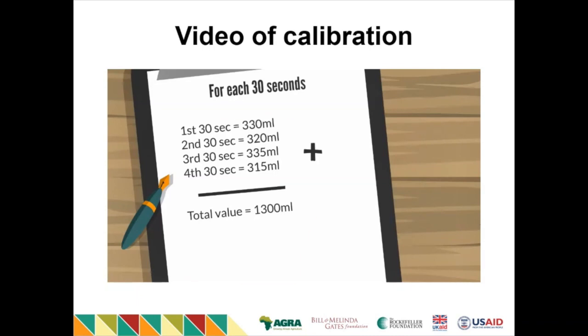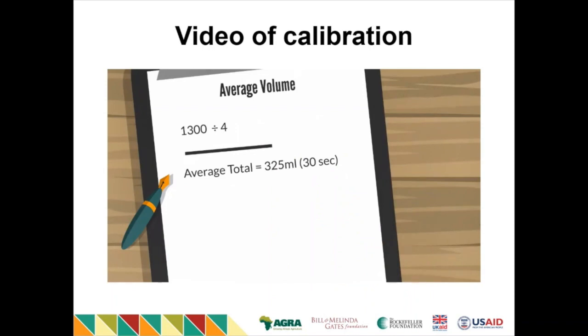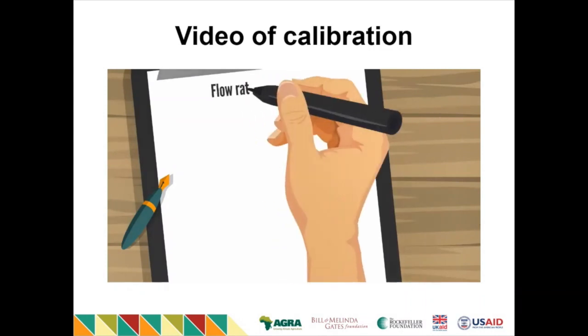Next, we have to work out the average volume. How we do this is we divide the total by the number of times we measured. So 1,300 divided by 4 gives us an average of 325 milliliters. Now that we have the average, we can measure the flow rate.